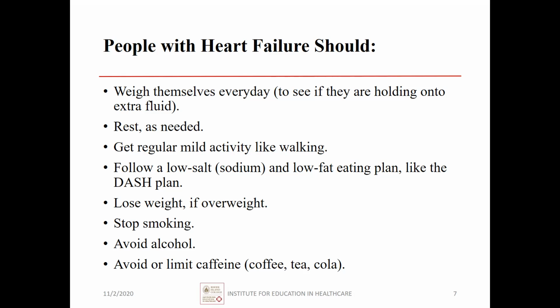But it's very important for a person who has had heart failure to carefully manage it by making lifestyle changes, including weighing themselves every day to see if they're holding on to extra fluid, resting as needed, getting regular mild activity like walking, and their healthcare team will tell them more details about how much walking is safe for them to do, following a low salt, low sodium, and low fat eating plan like the DASH diet, which we'll talk more about in a later class, losing weight if they're overweight, stopping smoking if they're a smoker, avoiding alcohol, avoiding or limiting caffeine, including coffee, tea, and cola.